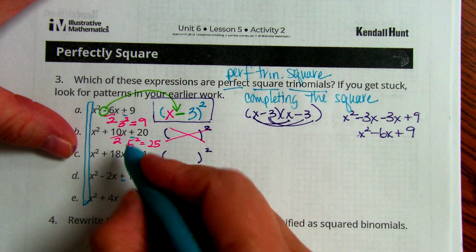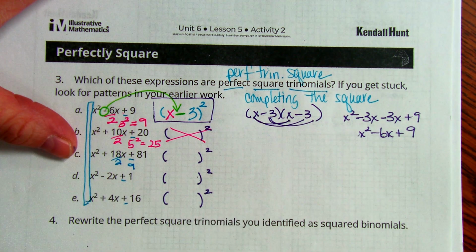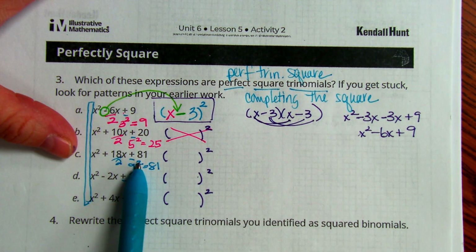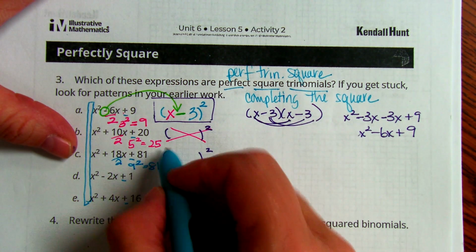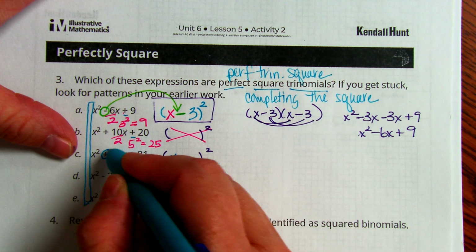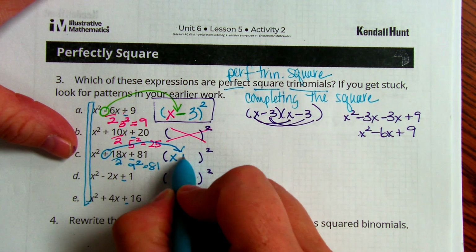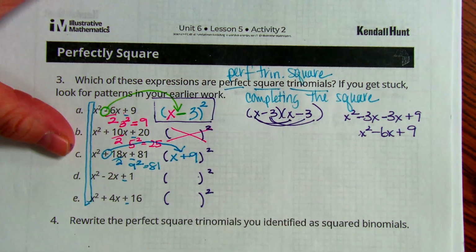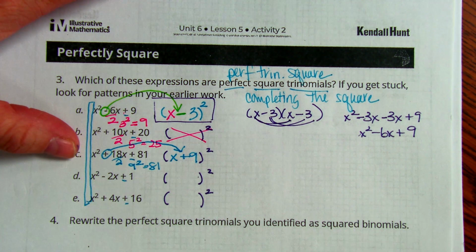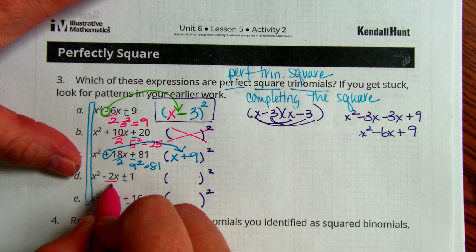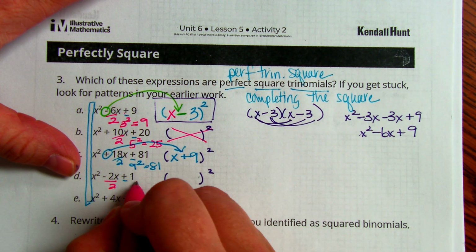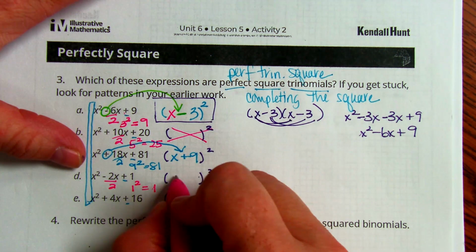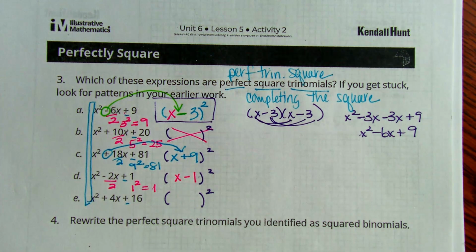If I look at this one and I divide by 2, I get a 9. And I square it, I get 81, which is what I have here. So in parentheses, I have my x, whatever sign, that's going to be a plus, and then whatever you get when you divide it by 2, that's what goes in parentheses. Divide by 2, so I get a 1, and 1 squared is 1. So these match, so I can have x minus 1.